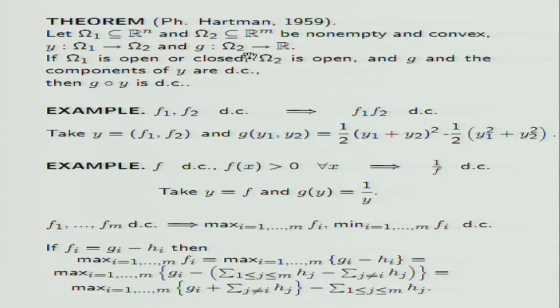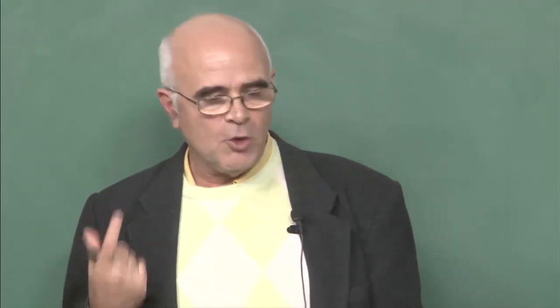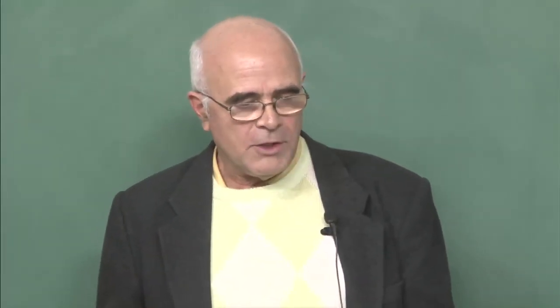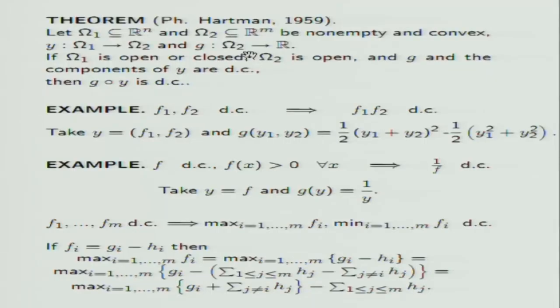Okay, assuming that the domain of the vector function is either open or closed, and the domain of the scalar function is open, then the composition is DC. Again, this result is not constructive. It assures you that the composition is DC, but doesn't tell you how to get a decomposition out of the composition of the functions y and g. But using this result, you can prove that a number of functions are DC. For instance, you have here two examples.